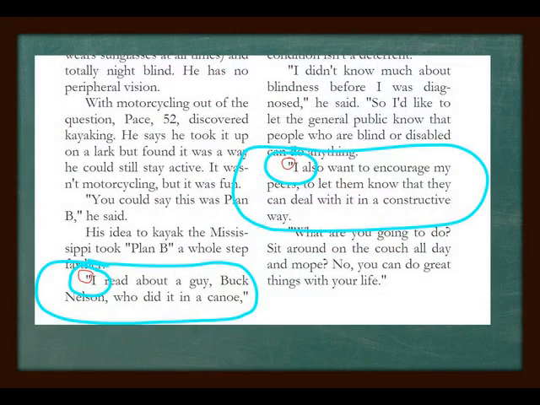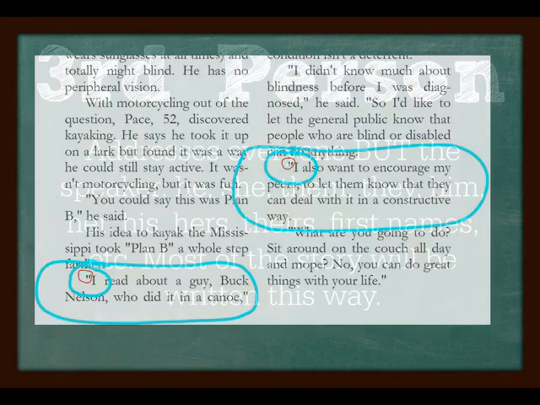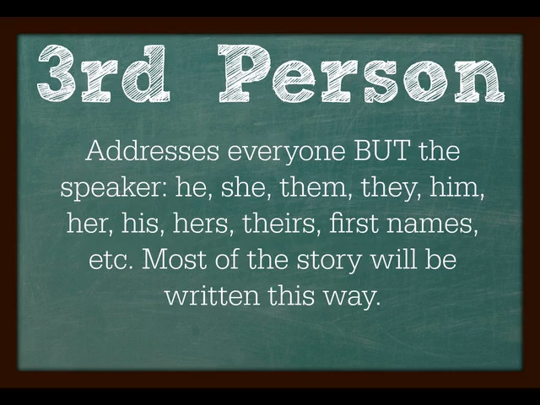For example, here are two direct quotes where Pace is talking and I is in there. "I read about a guy, Buck Nelson, who did it in a canoe." Or "I also want to encourage my peers." See, I is okay because Pace is talking about himself and it's surrounded by a direct quote, so a quotation mark.